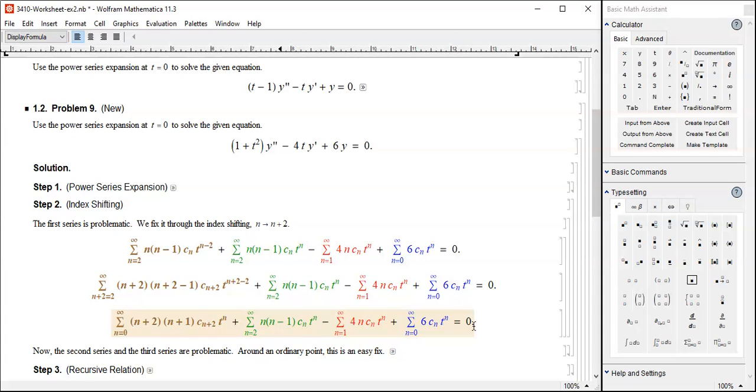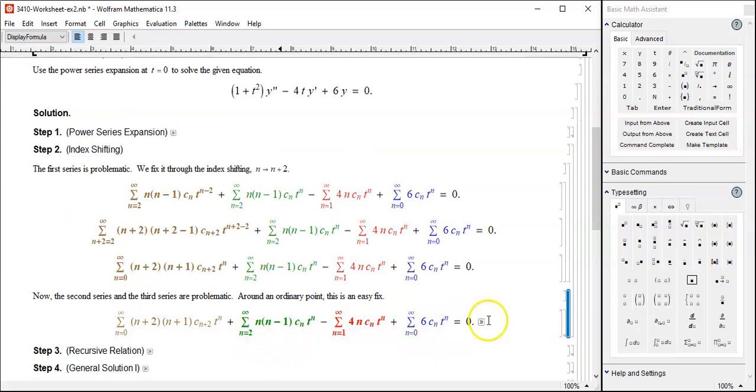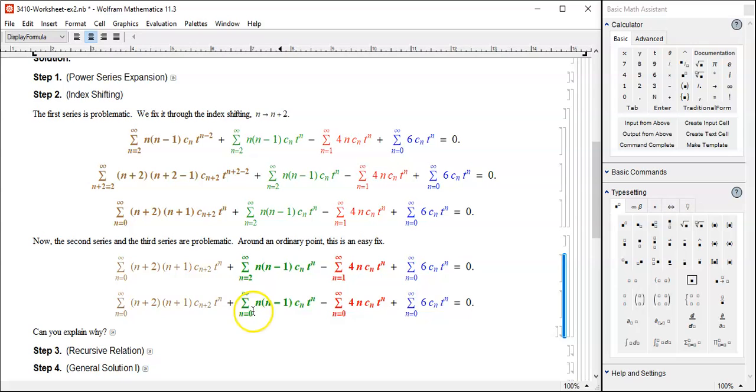Now, okay, index shifting is done, but we need just a little bit more work here because the second and third series are not complete because they don't begin from n equals 0. Is that a problem? Yes and no. For ordinary points, no problem. For regular singular points, or even worse, irregular singular points, yes, those are going to be problems. Here, no problem. It's an easy fix. You can simply change this n equals 2 and n equals 1 into all beginning from n equals 0, like this. Please compare the bold green series and bold red series. They're the same.